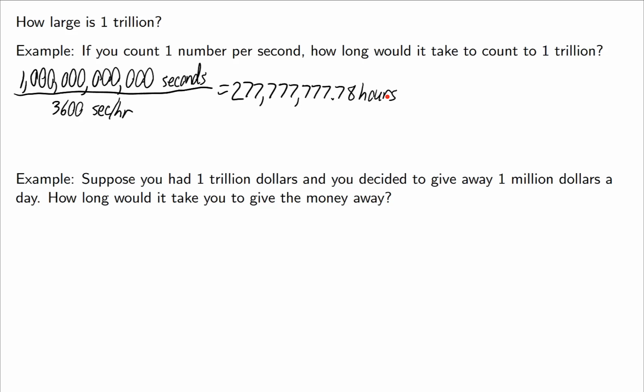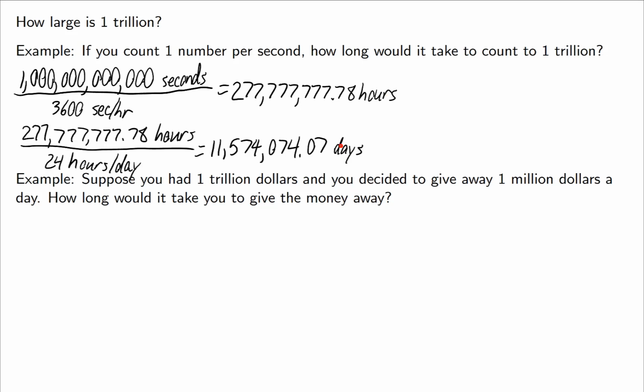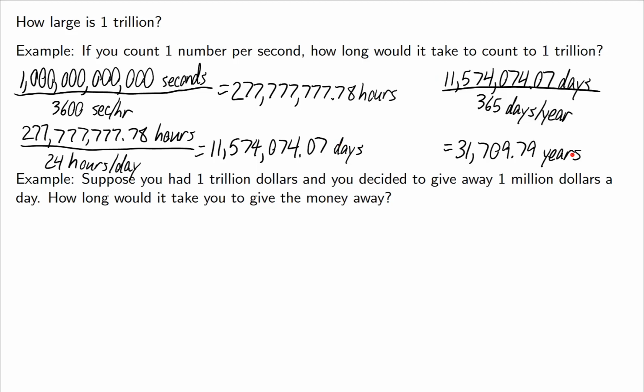Now let's do another division. We get 11,574,074 days. Now we've already done 1 million days earlier, and it was kind of big. So equally, we expect this to be a rather large number of years. We get 31,709.79 years is how long it would take you to count one number per second and count to 1 trillion. 1 trillion is an absolutely huge number. It's so big that it is impossible to count to 1 trillion.